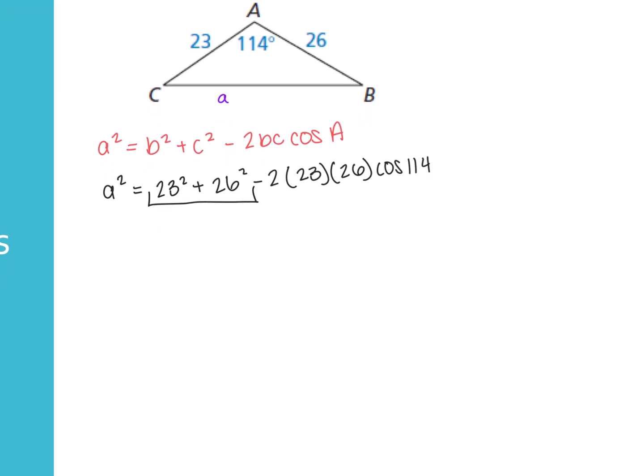I'm going to go ahead and evaluate this first. 23 squared plus 26 squared. You can definitely plug that into your calculator. You're going to get 1,205 minus, solving this in my calculator, 2 times 23 times 26, 1,196, cosine 114.